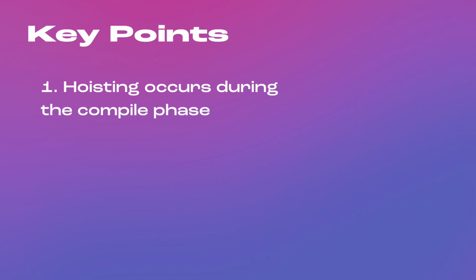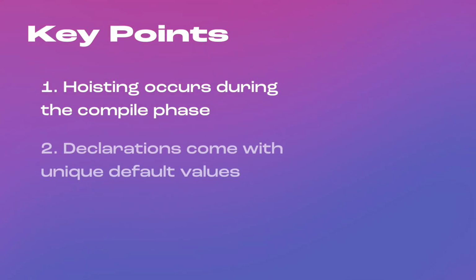So before any of your code even executes, all of your variable and function declarations will be at the top of their respective scopes. And the second thing is that each variable and function declaration comes with its own default value after being hoisted. And we're going to walk through each of these default values through the series of code blocks. So first up is the var variable.